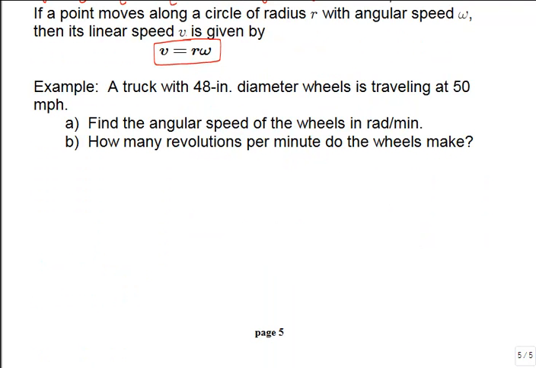Okay, let's take a look at a common example that you'll probably see in your homework for this course. This problem has a truck with a 48-inch diameter for its wheels, and it's traveling at 50 miles per hour. And for part A, we want to find the angular speed of the wheels in radians per minute. So let's think a little bit about what we're given in the problem and what it is we're trying to find. We have a truck with 48-inch diameter tires. So if its diameter is 48 inches, then what would be the radius of those wheels?